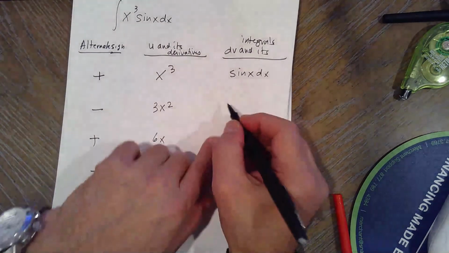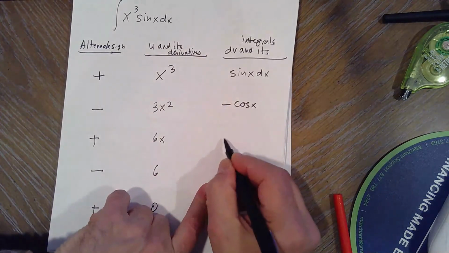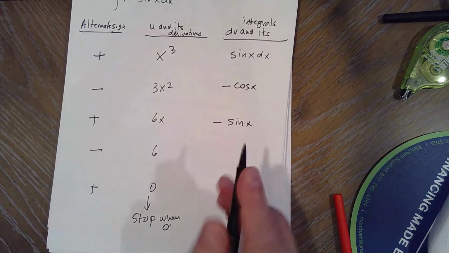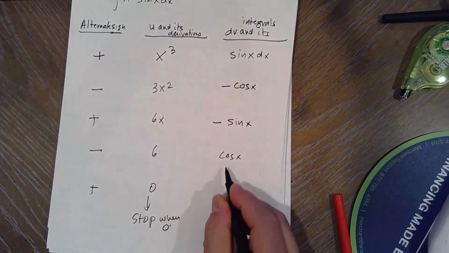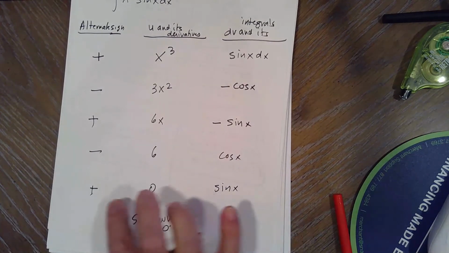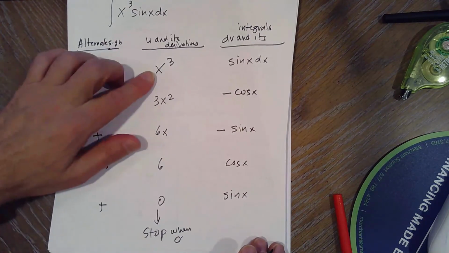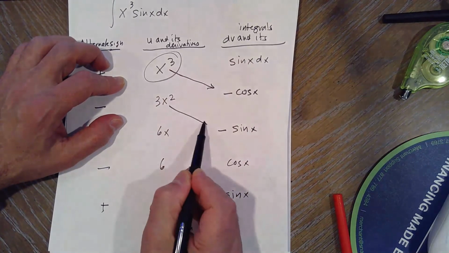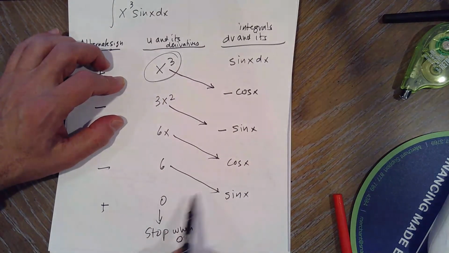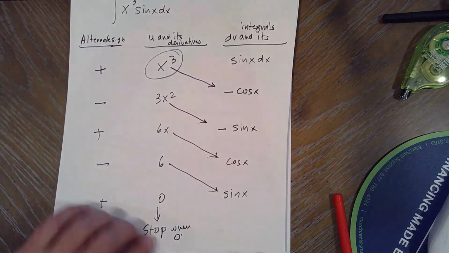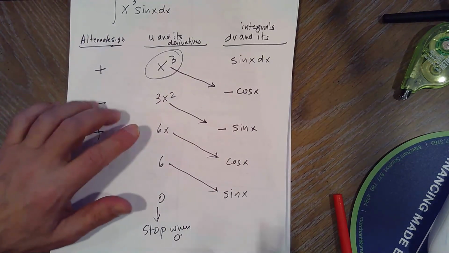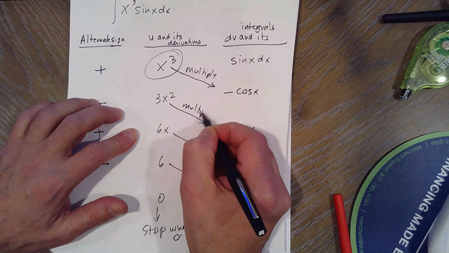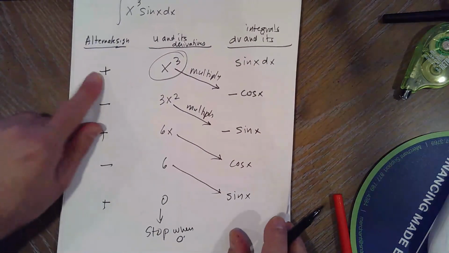Antiderivative of sine is negative cosine. Antiderivative of negative cosine is negative sine. Antiderivative of negative sine is cosine. And antiderivative of cosine is sine, and you stop at the 0 level. And then this is what you do. You start right here, and then you go down diagonal, okay? 0 doesn't go with anything. 0 times, and then you multiply. Okay, so you multiply and bring the sign on.